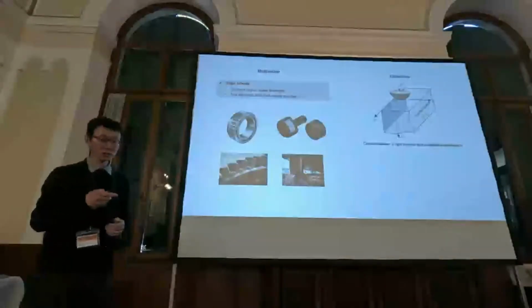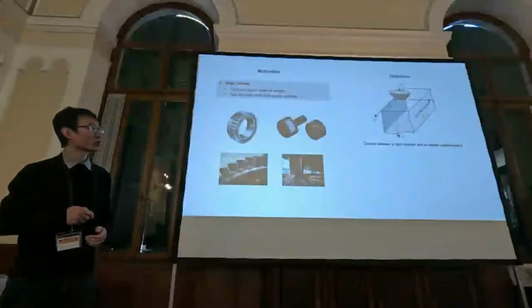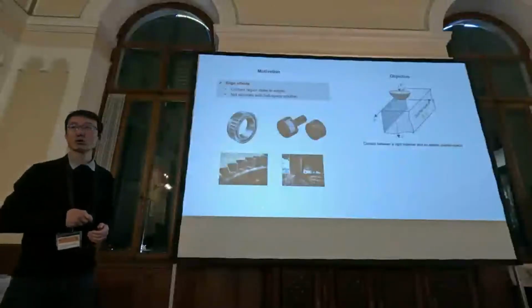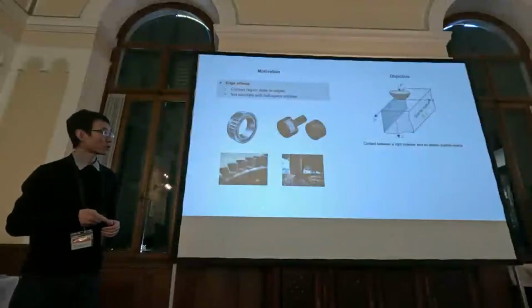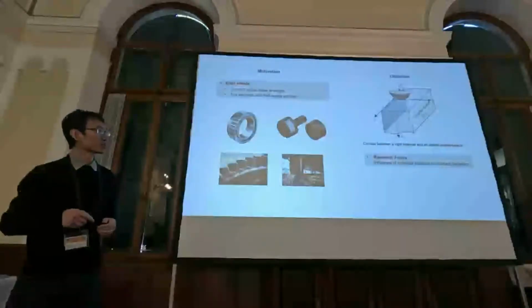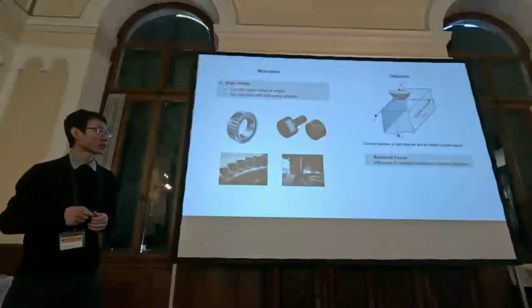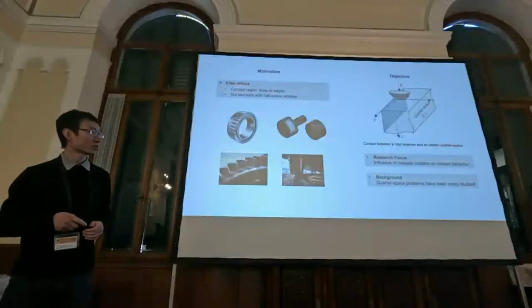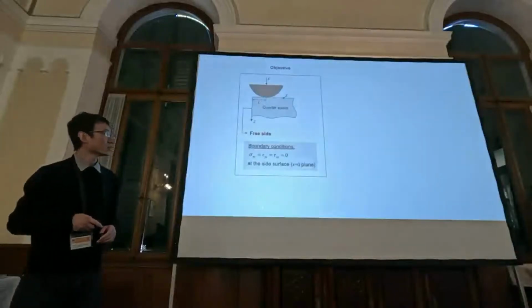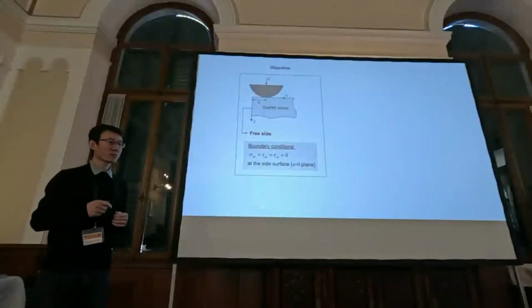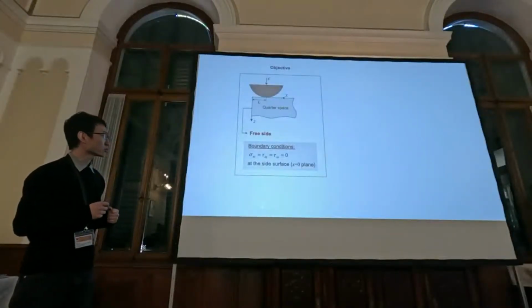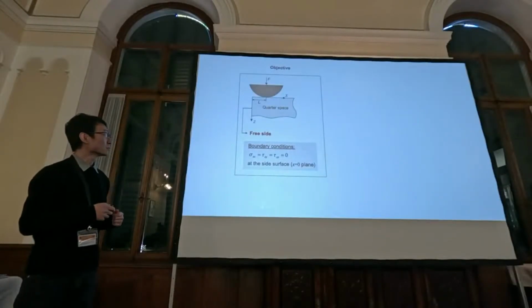So we consider contact between a rigid indenter and an elastic quarter space. We consider only elastic contact and focus on the influence of the indenter location on the contact behavior. And okay, firstly, we look briefly at the boundary conditions in this contact.